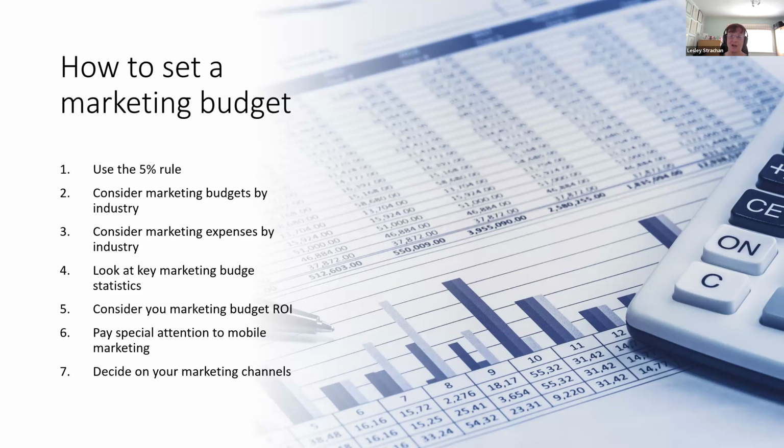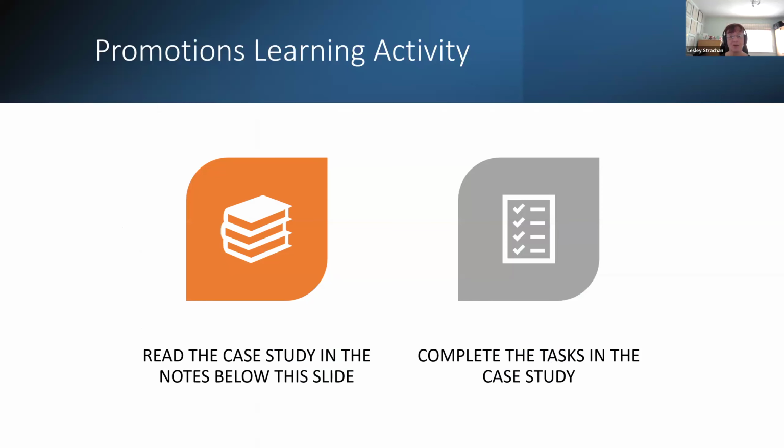And finally, number 7 is decide on your marketing channels. What you need to do is identify channels that are most suitable for your business model, your USP, aka unique selling points, and your niche. Again, there's a URL under this slide to help you work through that.